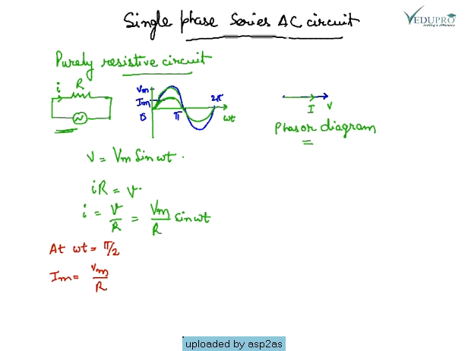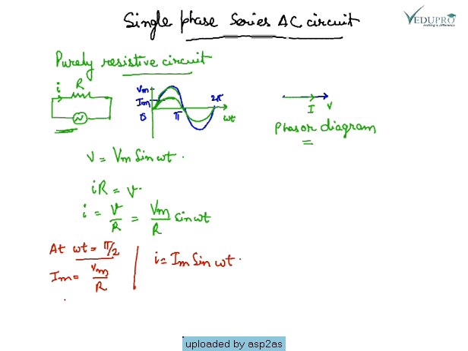The current will be maximum when omega t is pi by 2. It will be Im is equal to Vm upon R, and the instantaneous current value will be I is equal to Im sine omega t.